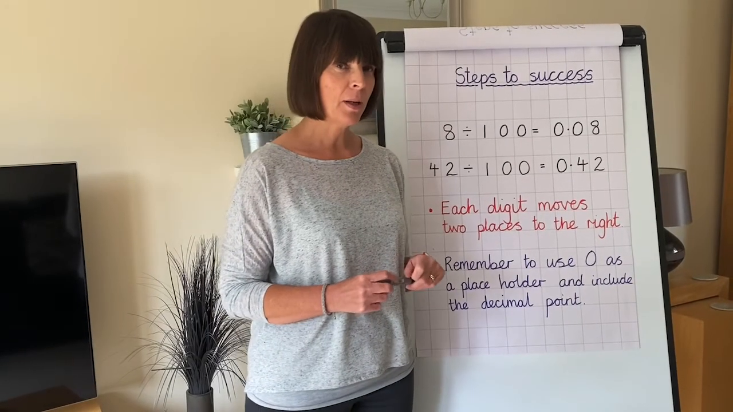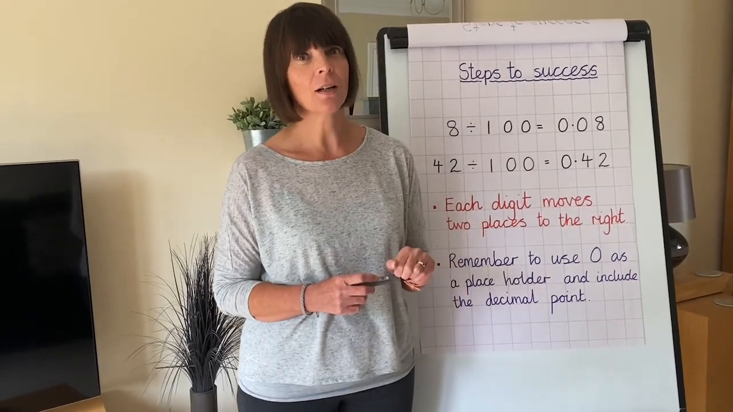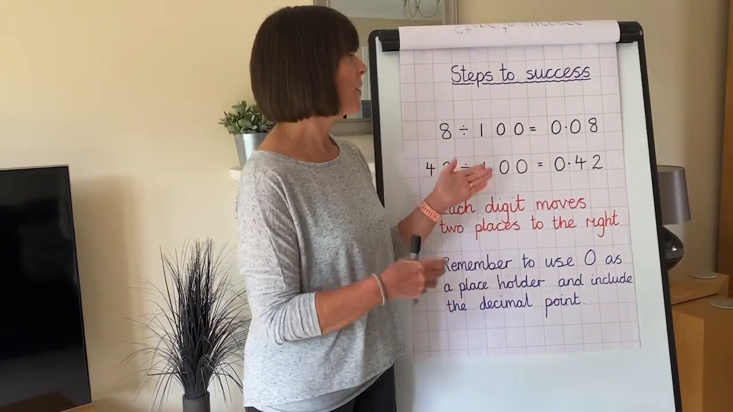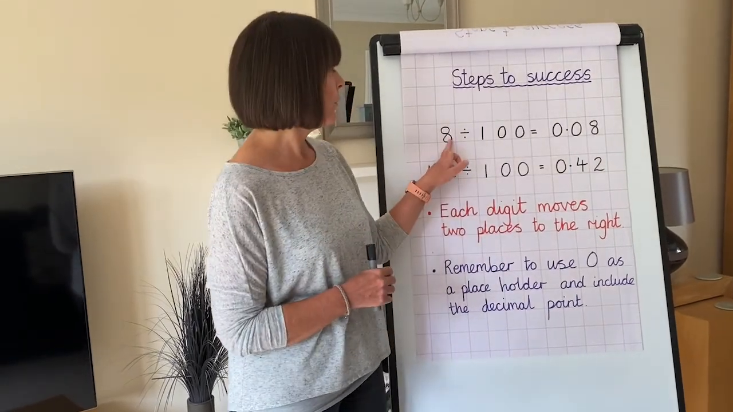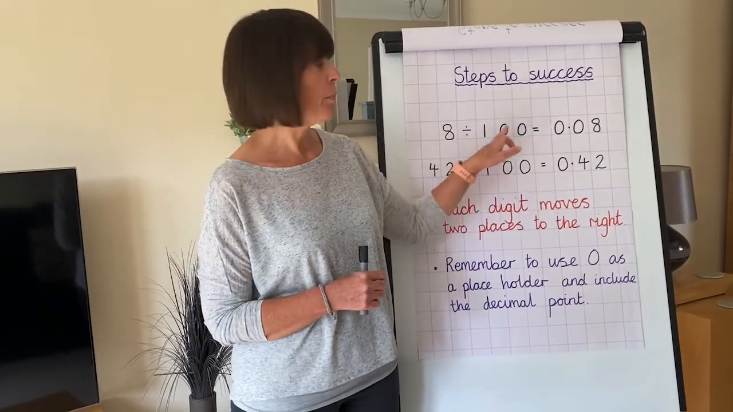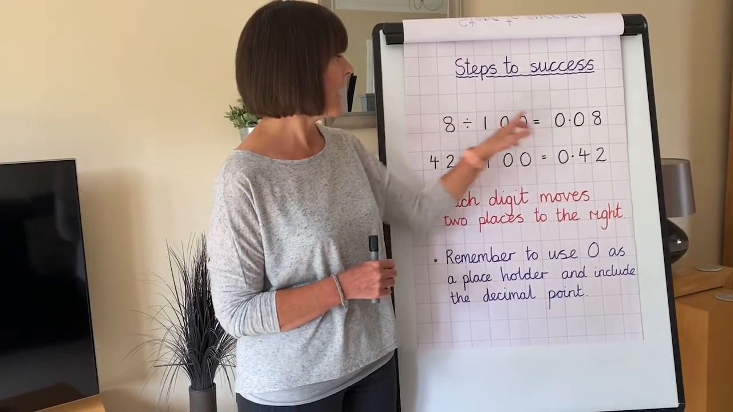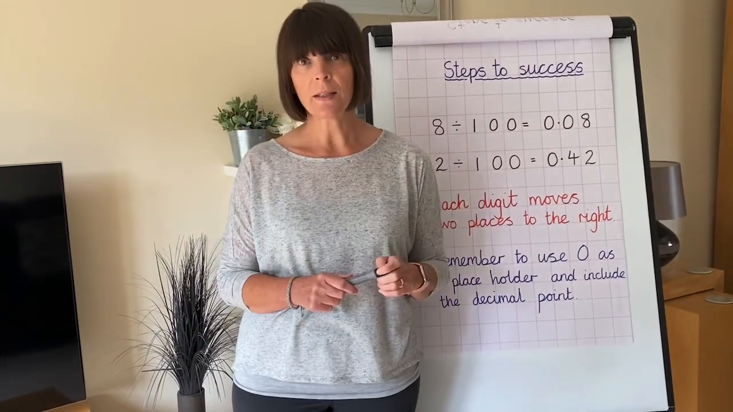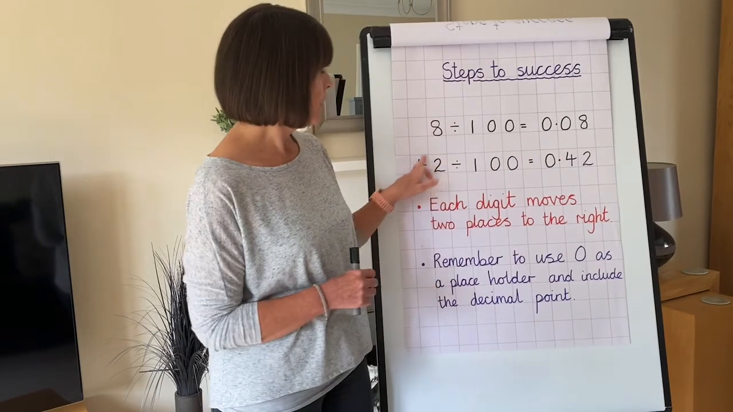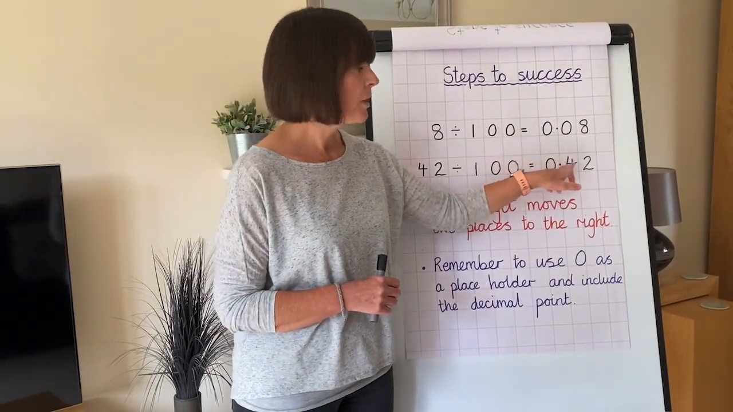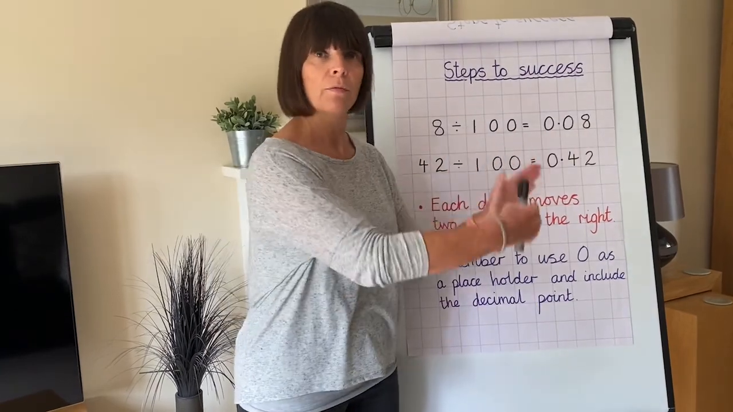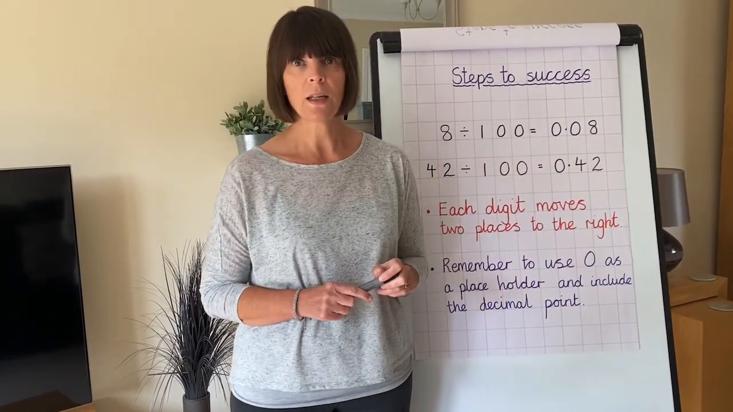Right, so we've used our place value grid and our digit cards to have a look at dividing a 1 and 2-digit number by 100. So here we've divided a 1-digit number by 100, and we can see here the 8 has moved 2 places to the right. And here we've got a 2-digit number, 42 in this case, which we've divided by 100, and our digits again have moved 2 places to the right.